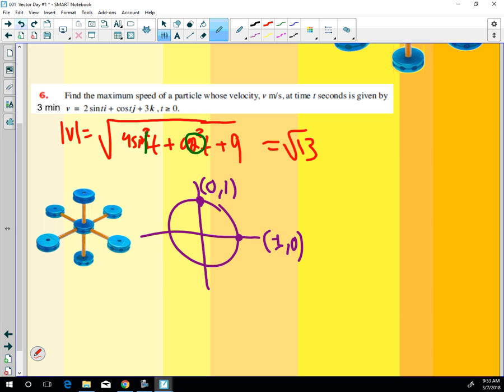That's kind of lame-o, but we just found the magnitude, and this is the equation for magnitude. Sine and cosine only go so high, so we pick those max values, and that's going to give us our max distance.